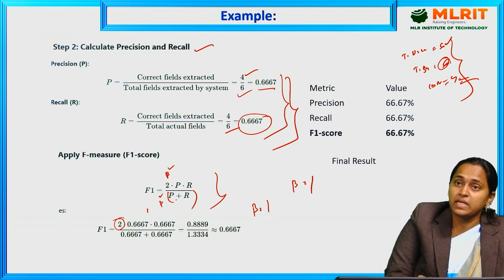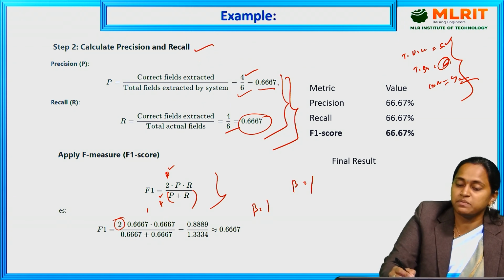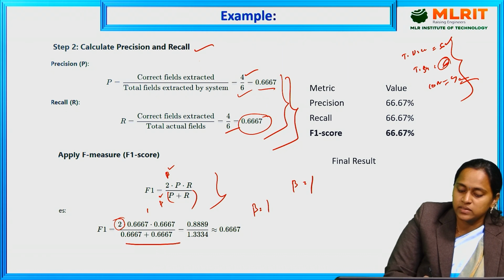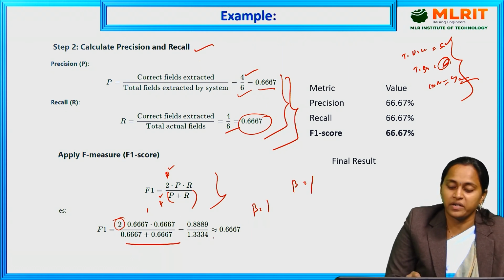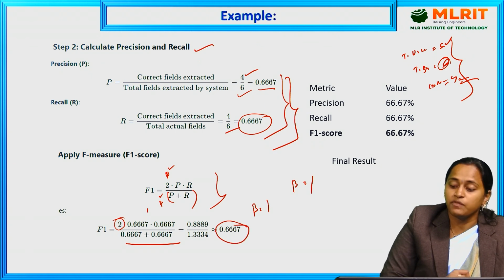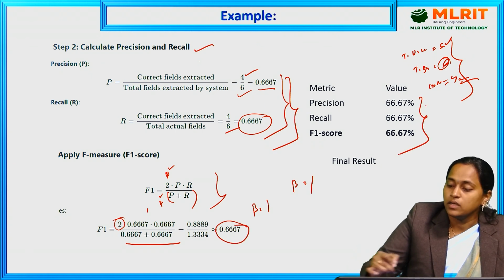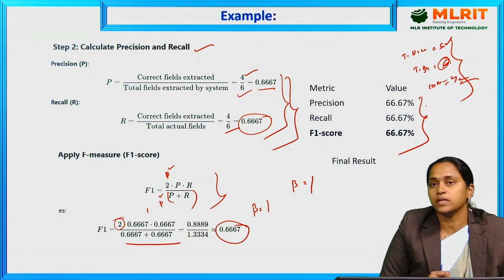Into P plus R, that means precision plus recall, 0.67 plus 0.67, which is about 1.3. Dividing the numerator by 1.3, you will get the result. This gives the final accurate result.